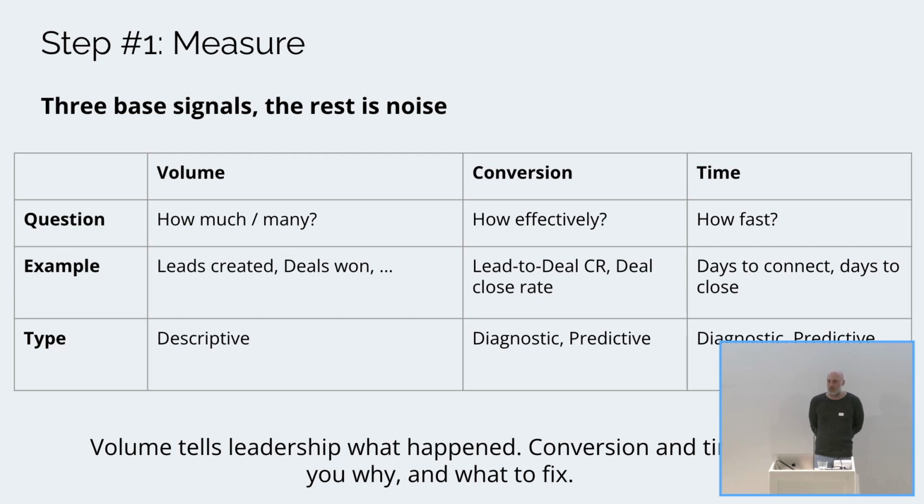Then we have those 3 base signals I've been talking about, right? Volume, conversion, and time. Volume is how much, how many; conversion is how effectively; and time tells you how fast something can be. For example, leads created for volume, lead to deal conversion ratio for conversion, days to connect or days to close as examples of time metrics.